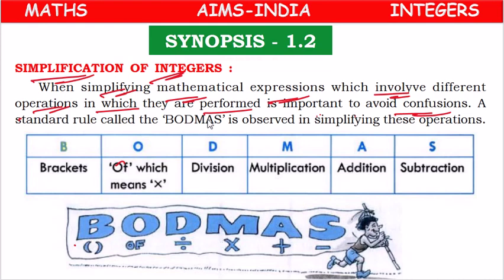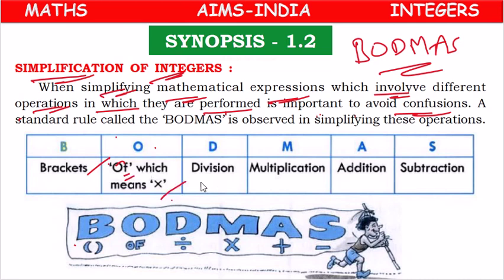A standard rule is called the BODMAS rule. BODMAS, where B stands for brackets, O stands for of, which means into or product, D for division, M for multiplication, A for addition, S for subtraction. So brackets, of, division, multiplication, addition, subtraction.